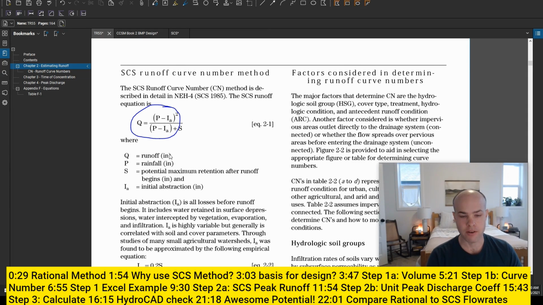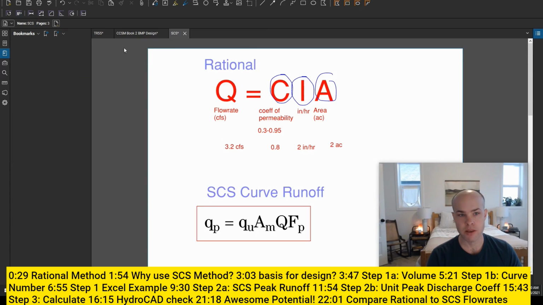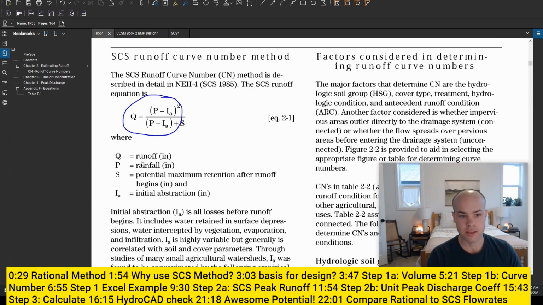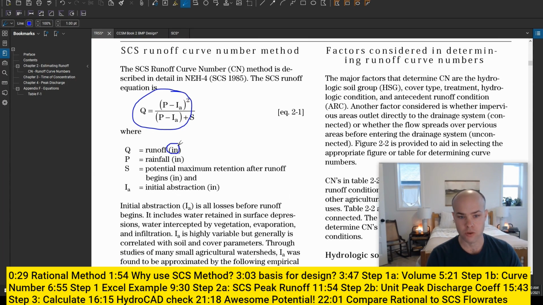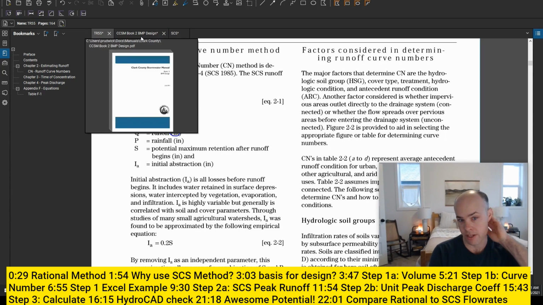Now, one thing you got to note here is that the Q, when we're used to looking at Q equals CIA in the rational method, that's in a flow rate, or volume per time, cubic feet per second. Now this one is in inches, so this Q is not flow rate. So we're going to take this Q that we calculate with this step here, and then put it into another formula, which is then going to be used to calculate that peak flow rate. So just make sure you recognize this is not the same Q as the rational method. Very confusing, very easy to make that mistake.